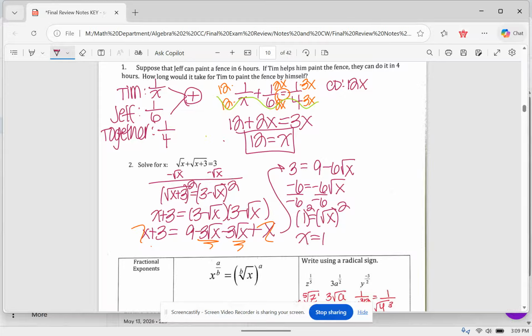Now let's see, does that work? If I go back to the original and I do the square root of 1 plus the square root of 1 plus 3, does that equal 3? Well, this would simplify to 1 plus the square root of 4, which is 1 plus 2, which is 3. So it does check. So x equals 1 is our final solution.